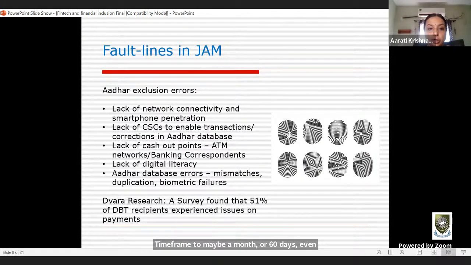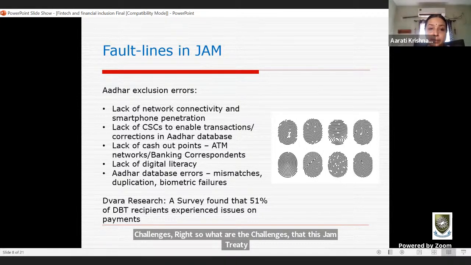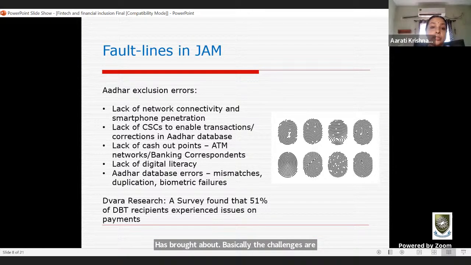So we've talked a lot about how this whole framework of JAM Trinity, etc., has helped financial inclusion. But adopting too much technology, especially at the grassroots level, also leads to certain challenges, right? So what are the challenges that this JAM Trinity has brought about? Basically, the main challenge is these Aadhaar exclusion errors.